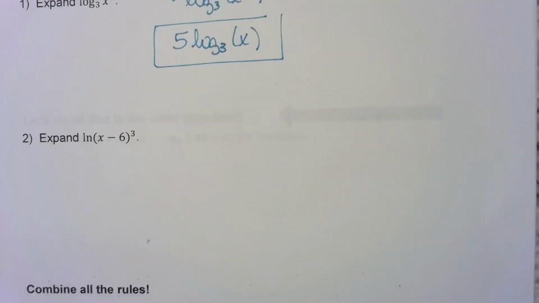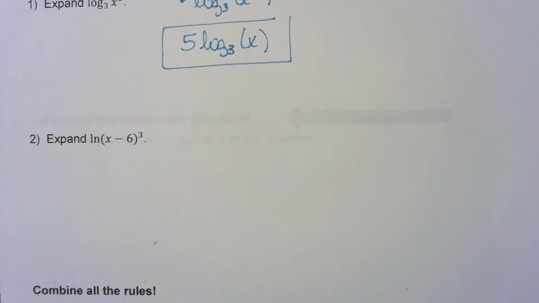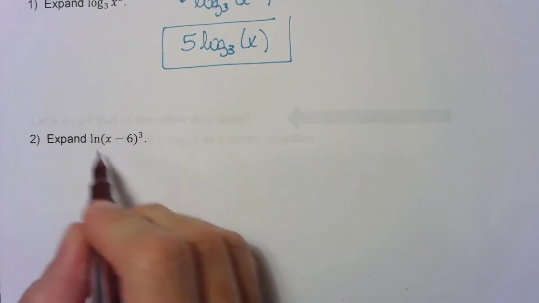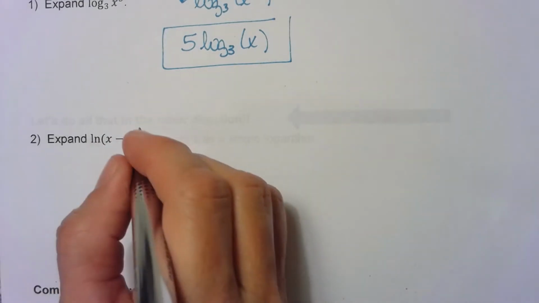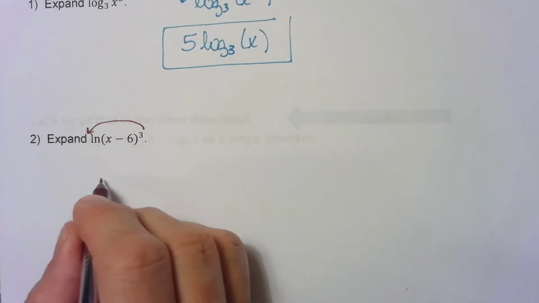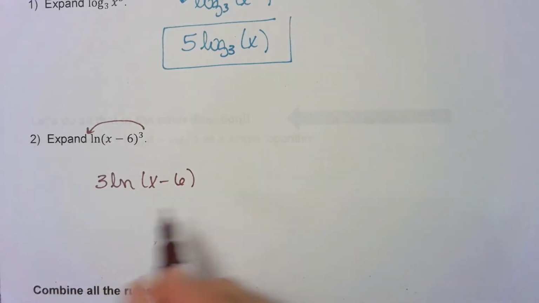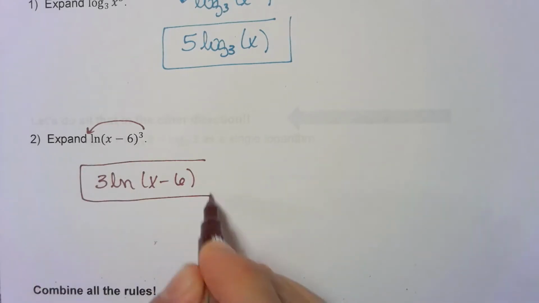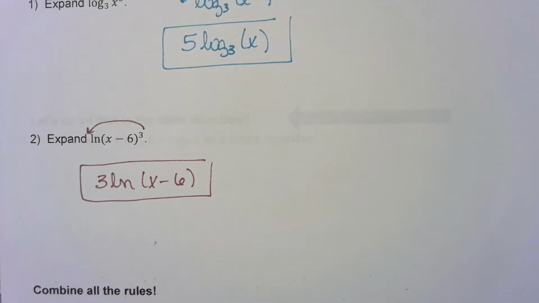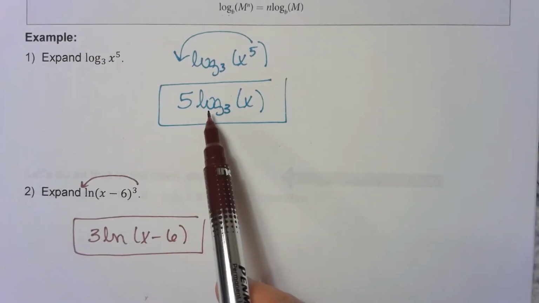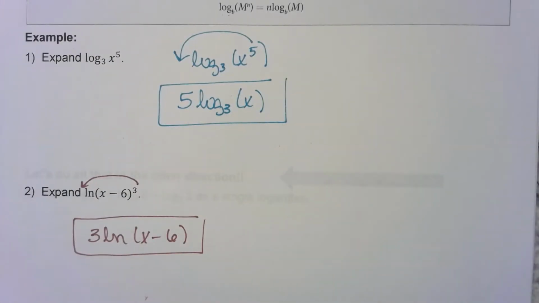So how about the next one? Always look at what's actually raised to the power. This whole thing, the whole x minus 6 is raised to the 3rd power. Bring that 3 out front and we have 3 natural log x minus 6. So whenever you're working with these, we're going to combine all this together in just a little while. But when you're working these, this means 3 times the natural log of x minus 6. This one means 5 times log base 3 of x.